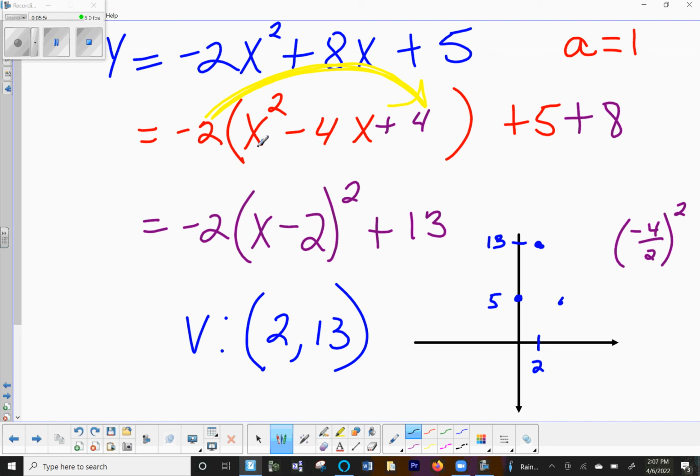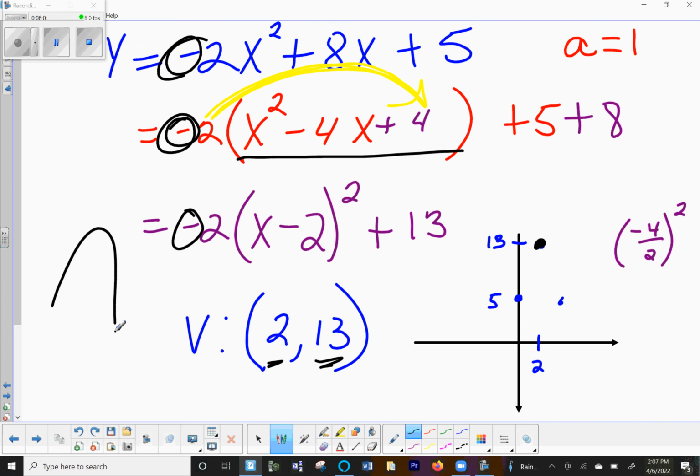Now, this will become a perfect square. I can write it as one thing squared. So there's your vertex at positive 2 and 13. So positive 2, 13. Now, one of the key things to this is because of that negative, that means that this is an upside down parabola. So this is going to be a maximum point.